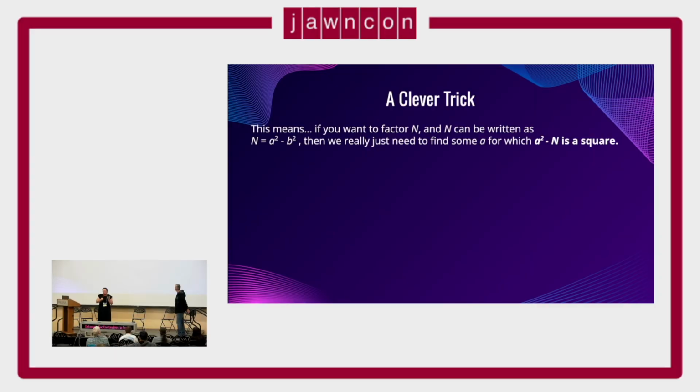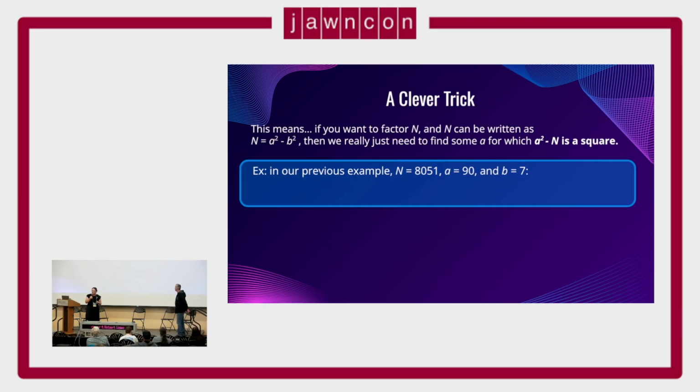So if you really want to factor a number n, and you can write it in this way, which we know you can, then instead of finding these factors, we really just need to find this a, for which a squared minus n is a square. Because as soon as we have that, we can just write it as a difference of squares, and then we're done, right? So we need to just find this a. That's really what we're looking for. So we've transformed our factorization problem into a different one. Remember that clever trick. In our previous example, n was 8051, a is 90, and b is 7.